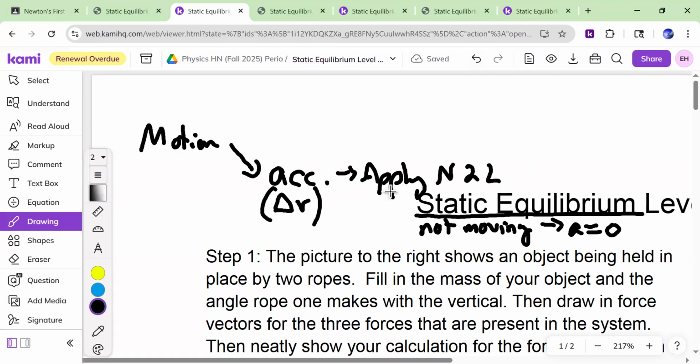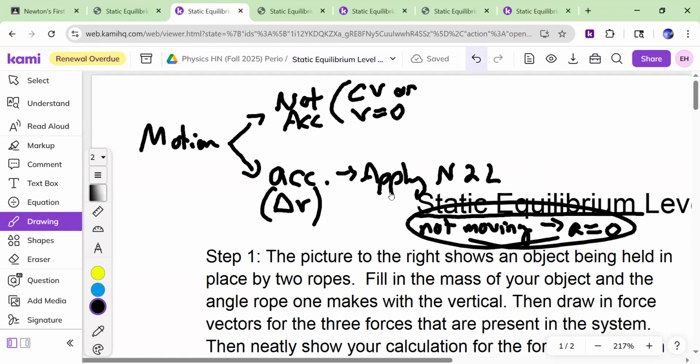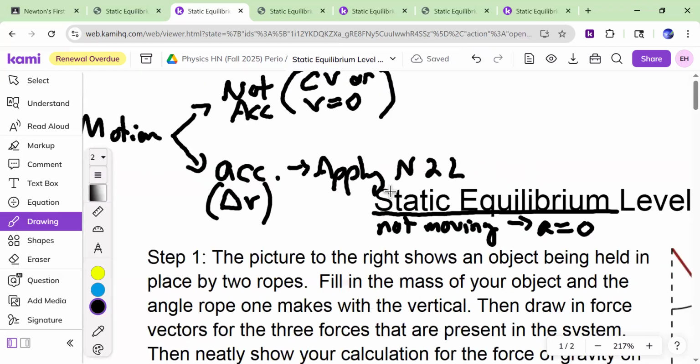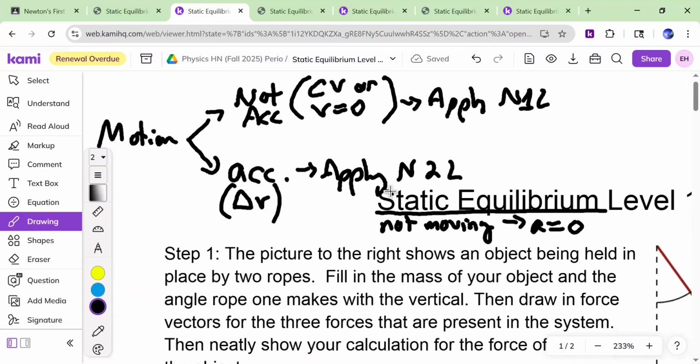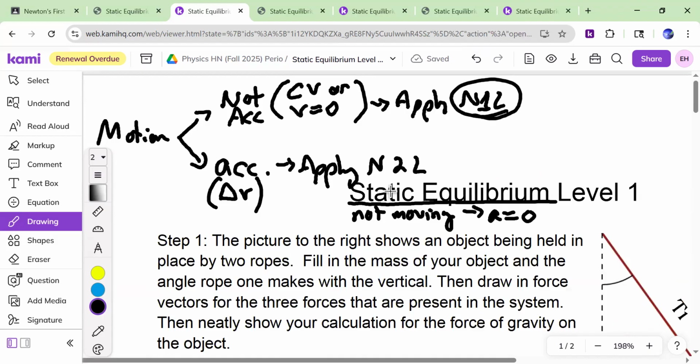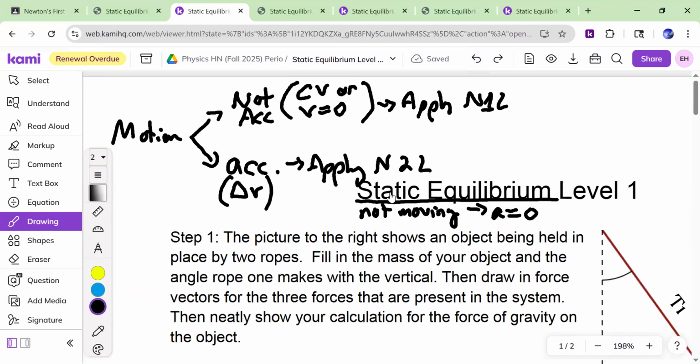Well, what's the opposite of accelerating? Not accelerating. That would be if you're moving with constant velocity or you're not moving at all. Velocity equals 0. And that's exactly what we're doing now. We're not moving with static equilibrium. So how are we going to apply this right here? Well, we're going to apply Newton's first law of motion. So you guys see I abbreviate this Newton's first law as N1L, and Newton's second law as N2L, okay?